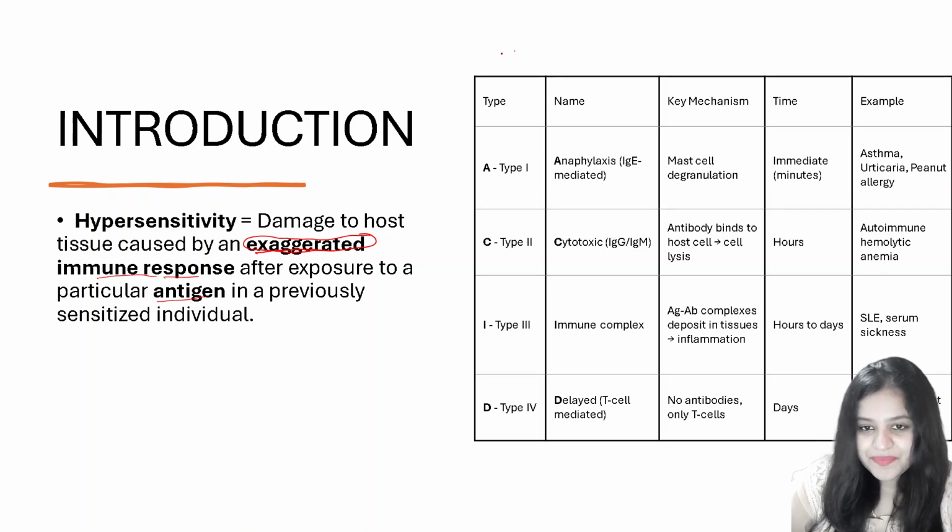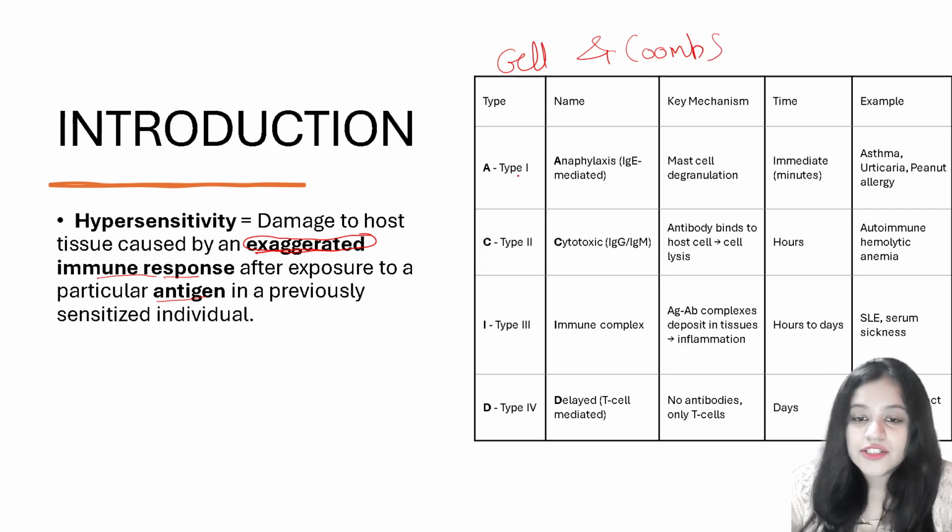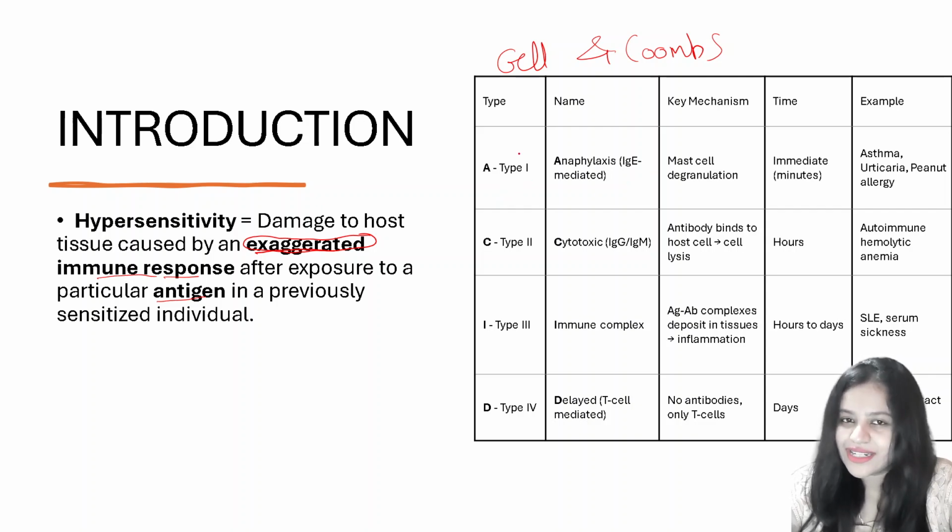Now, let's see the classification. This is the Gell and Coombs classification of hypersensitivity. We'll see each type individually also, but this is just to make you familiar with the classification. Type 1 is anaphylaxis, which is IgE mediated. You have to remember which antibody is involved in which type of hypersensitivity reaction, it is very important. The key mechanism is mast cell degranulation. It occurs very quickly, within minutes. Examples are asthma, peanut allergy and urticaria.